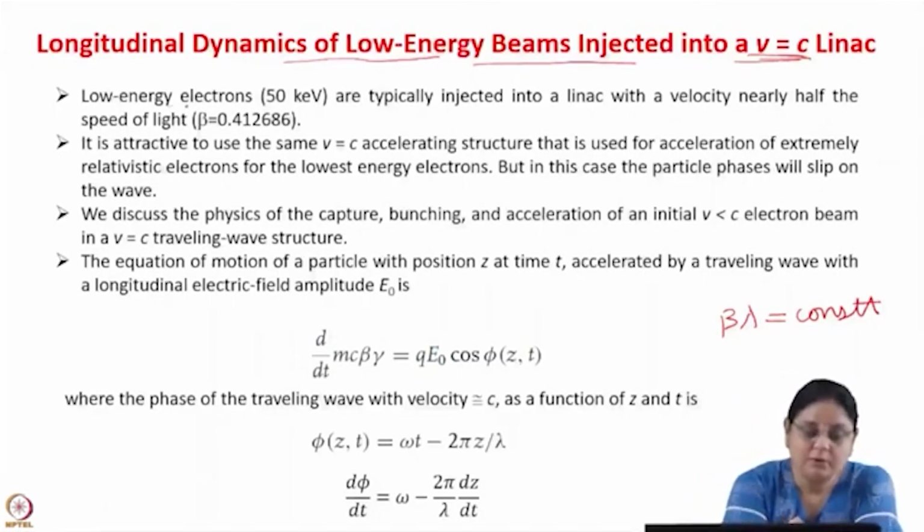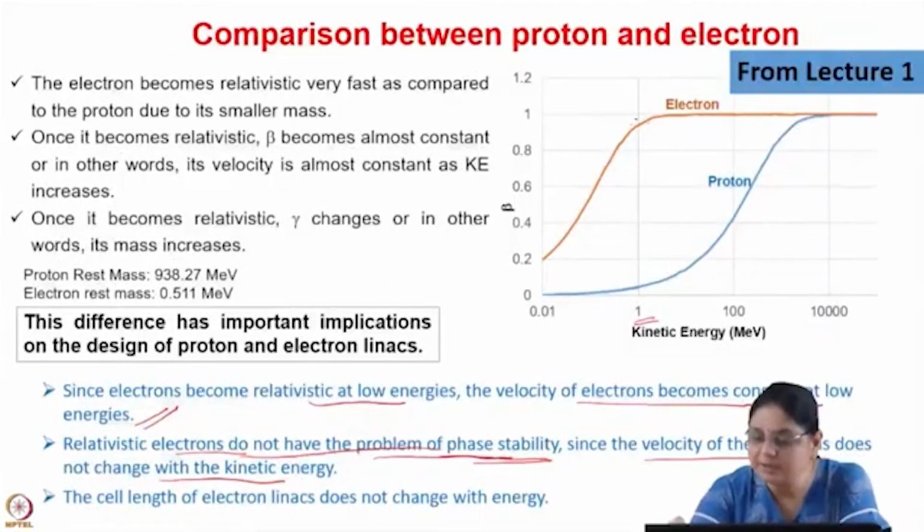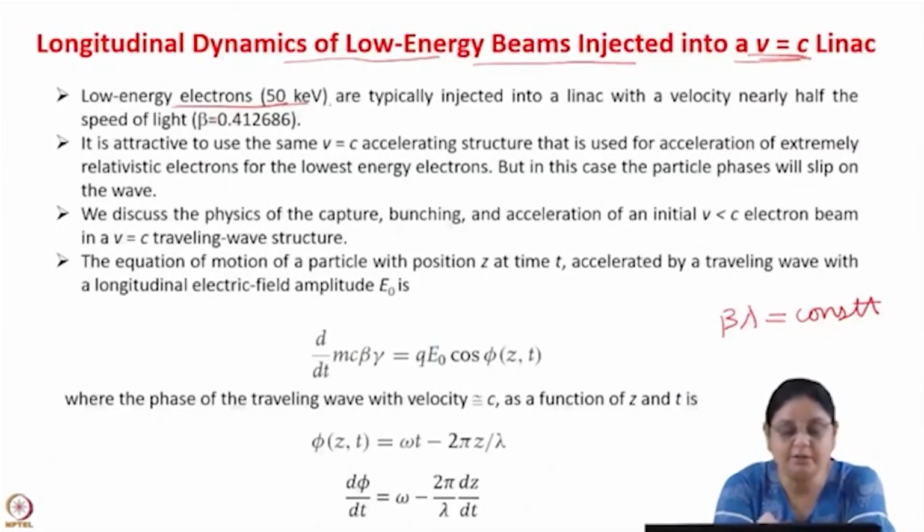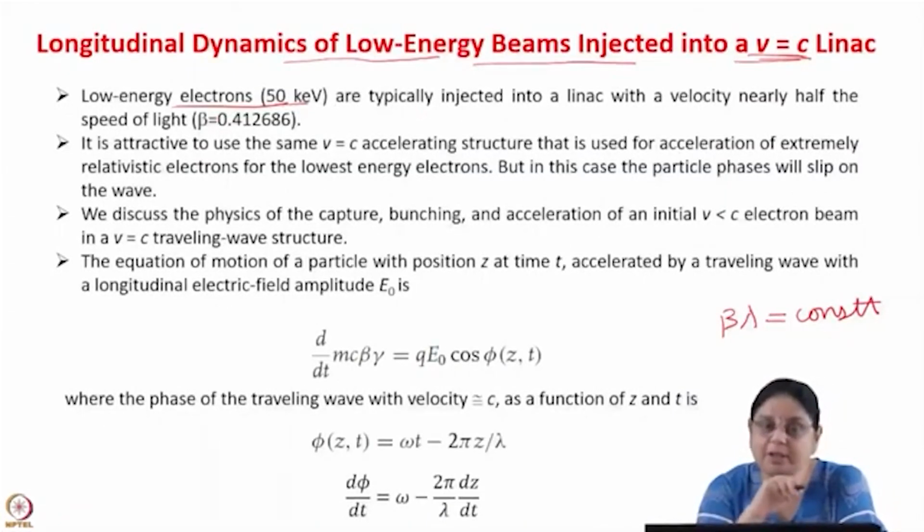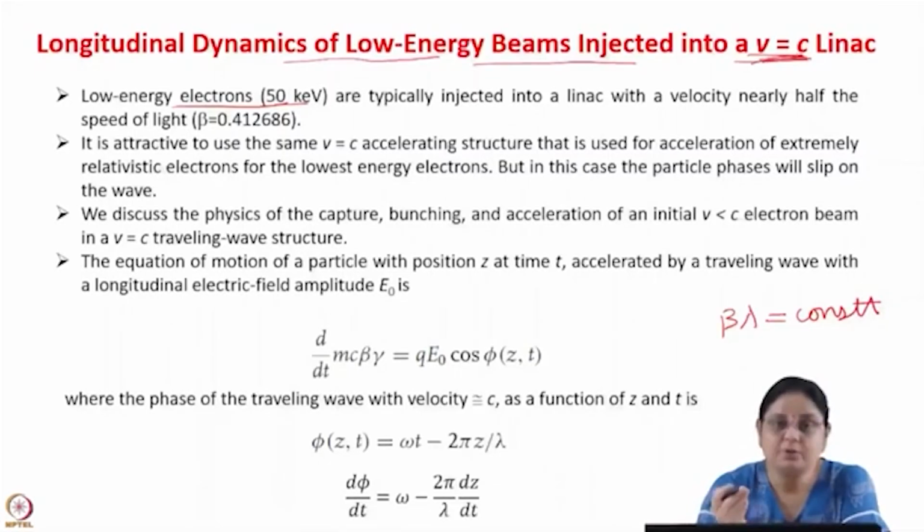Now, low energy electrons, let's say typically at 450 keV. They become relativistic at a few MeV. In this region, let's say 50 keV, 100 keV and so on, they are still non-relativistic. But you would like to inject them in the same V equal to C linac, because it saves cost.